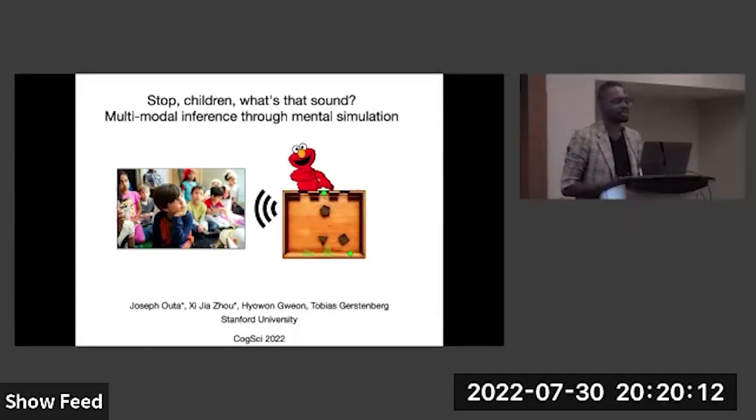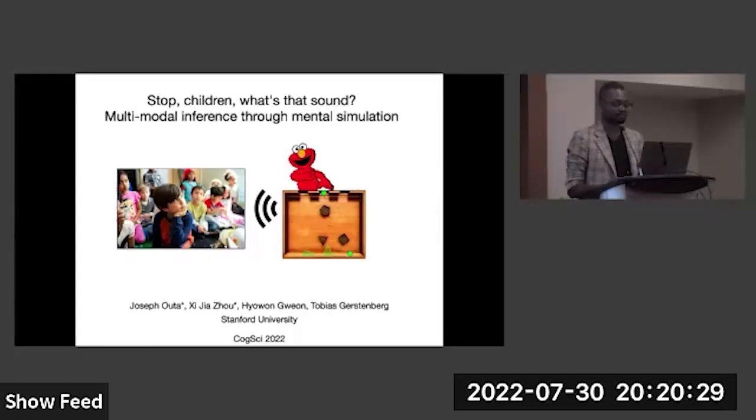So my name is Joseph, and I'm presenting work done in collaboration with Shija Hyo-Guan and Toby Gerstenberg. I'm a postbac researcher with Toby and Hyo at Stanford. So for today's talk, we shall ask the question, how do children use visual and auditory evidence to figure out what happened?